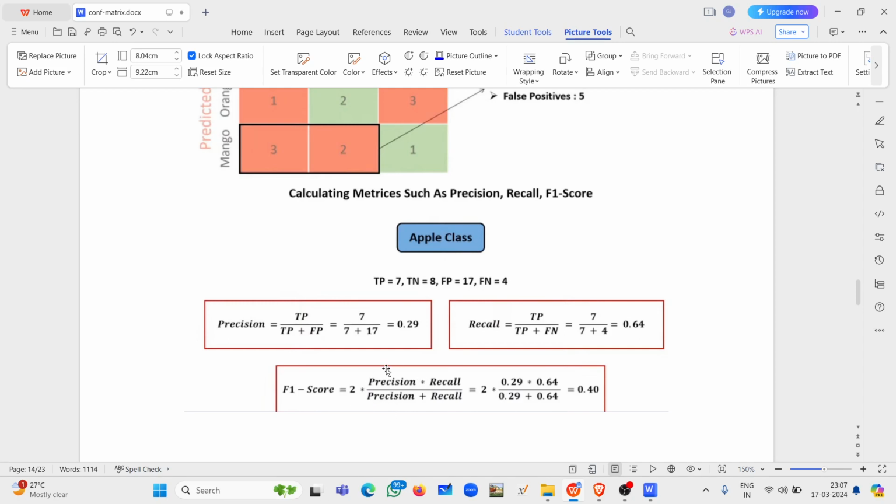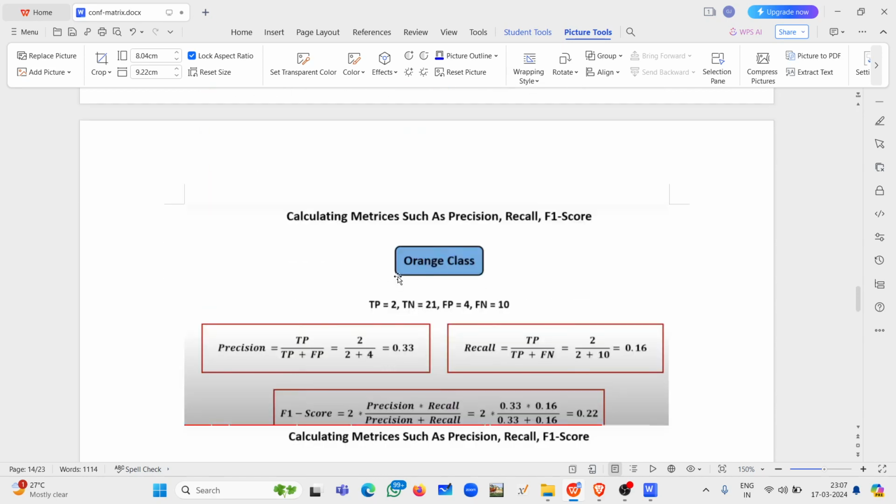2 divided by 1 by precision plus 1 by recall. So from this we get 2 into precision into recall by precision plus recall. Putting all this, it is coming 0.40. Okay, that means for the apple class, the precision is 0.29 and recall is 0.64 and the F score is coming 0.40, right? Similarly, if you are calculating for this orange class, same thing we can apply.